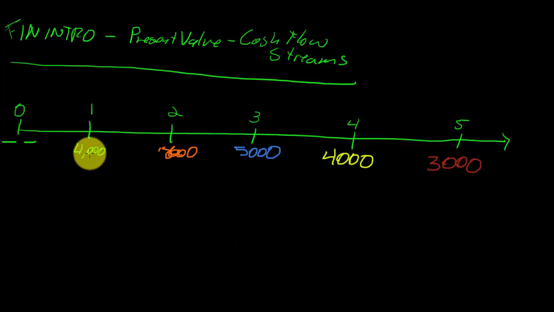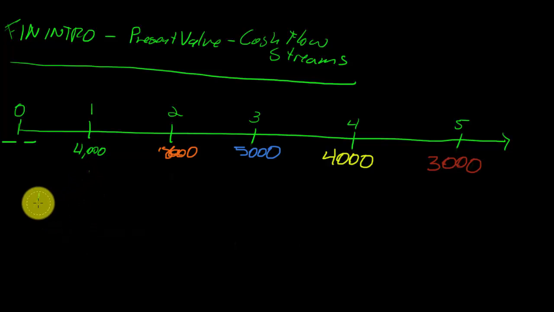We make one investment, and we receive $4,000, then $8,000, then $5,000, then $4,000, then $3,000 in each of the years consecutively after that. And the way we're going to do this is by breaking them up into separate present value equations. So we're going to take this one and bring it back, then take this one and bring them back, one at a time for each one.